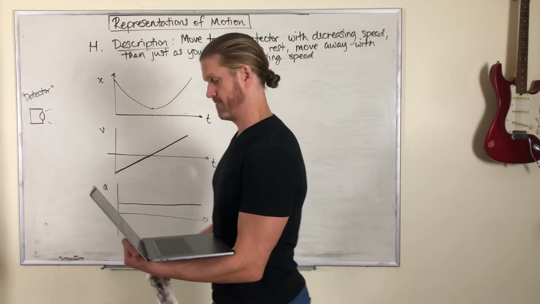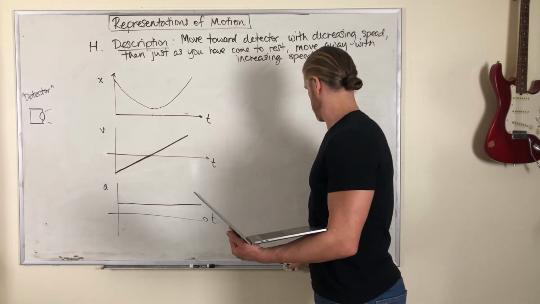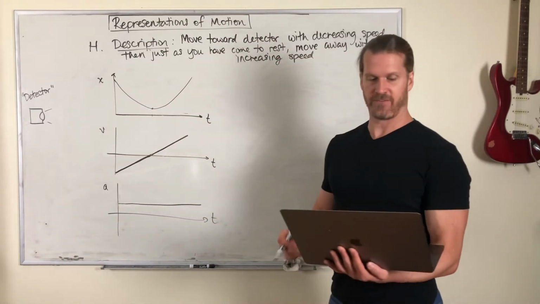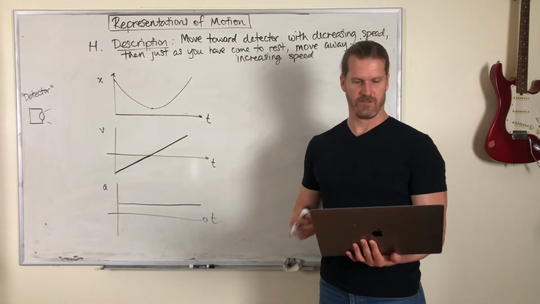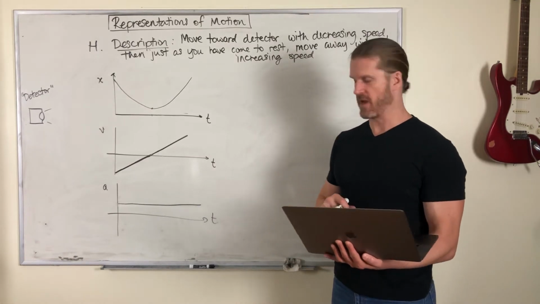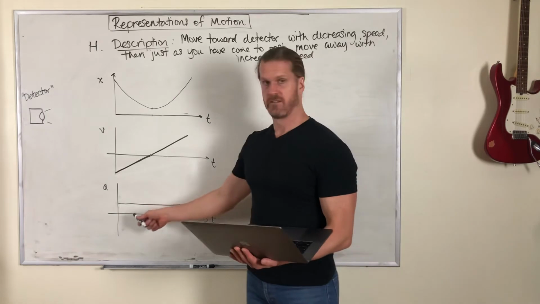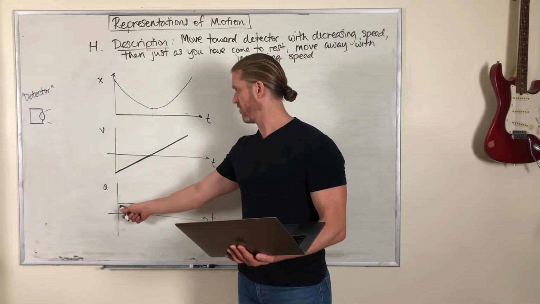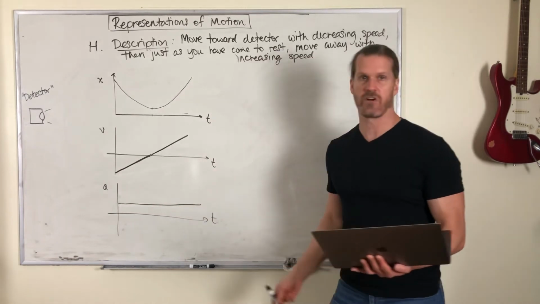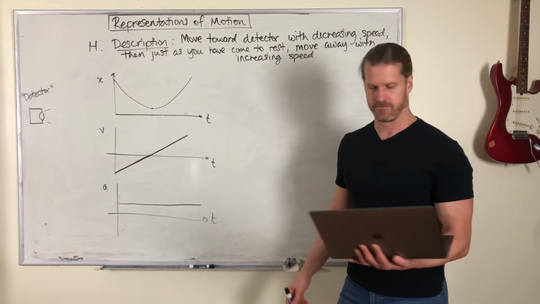Question I. So question I is asking, how do the acceleration graphs for F, G, and H compare? And you should have noticed that for all three of those, the acceleration was a constant positive value.